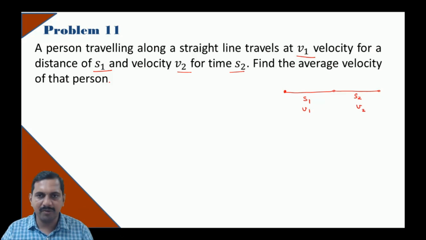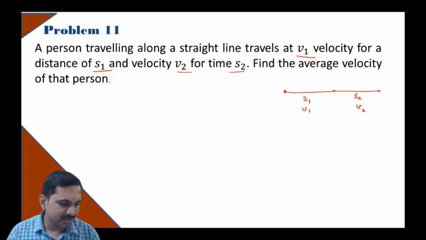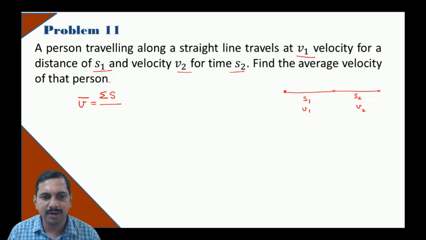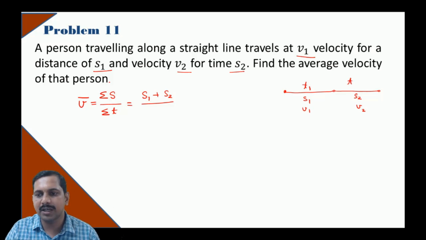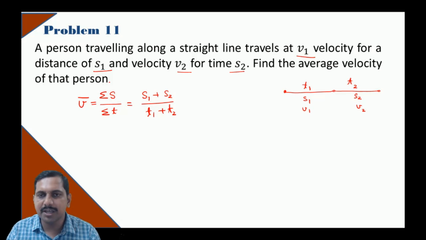So this is similar to the previous problem, but here instead of time, distance is given. So this has to be done with the definition of average velocity. What is the definition of average velocity? It is total distance divided by total time, right? So total distance is s1 plus s2, and let us say for traveling s1, t1 time is taken, while traveling s2, t2 time is taken. So you will have t1 plus t2 here. We know s1 and s2, but t1 and t2 we do not know.